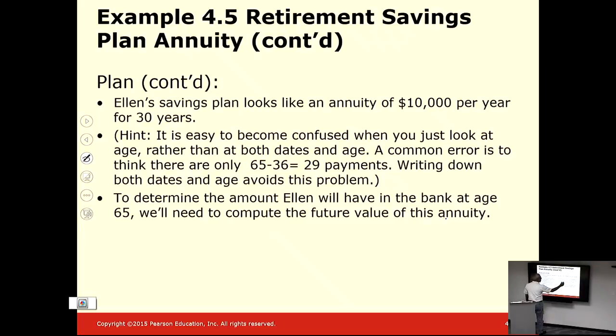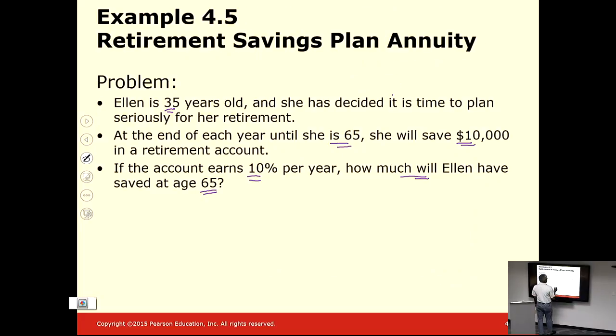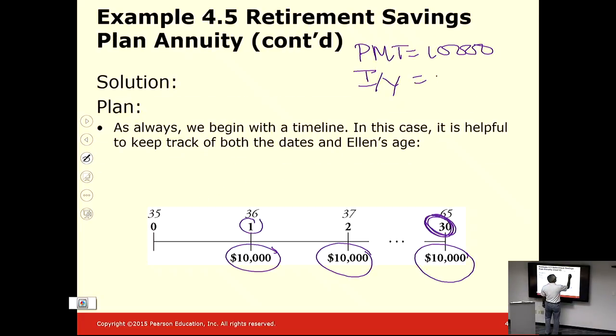Note this thing, a common error is to think that there are 29 payments. But you need to avoid this. If you put this into a timeline like this, you will realize there are not 29 payments, but actually 30 payments. So your problem is payment is 10,000, IY is 10%, N is 30, and this time you would compute future value.